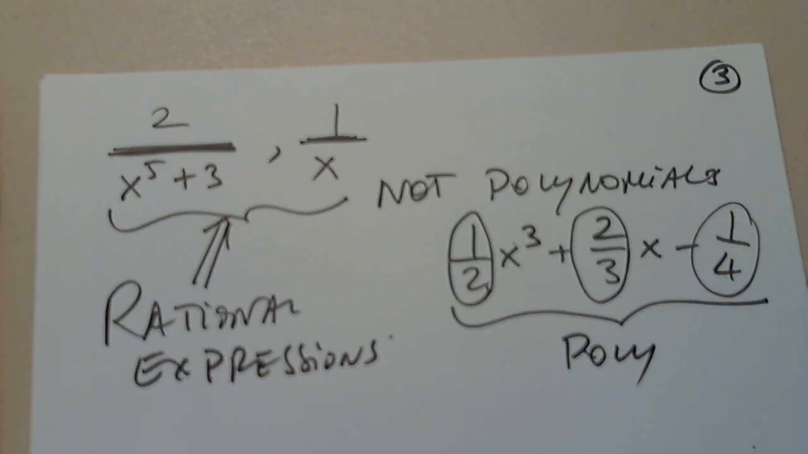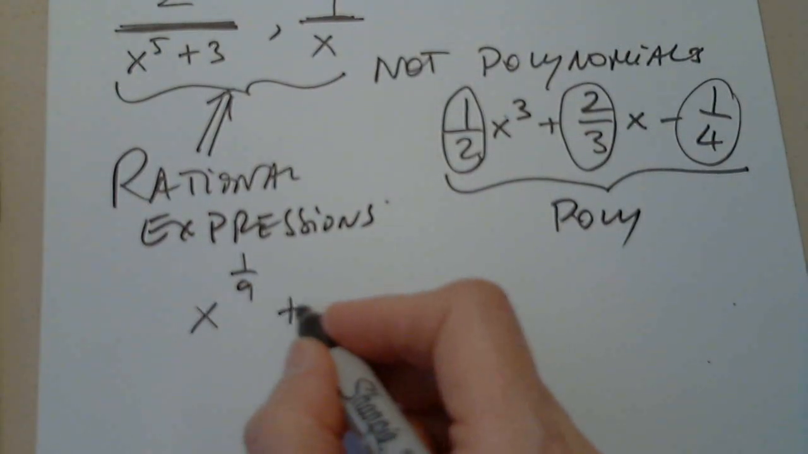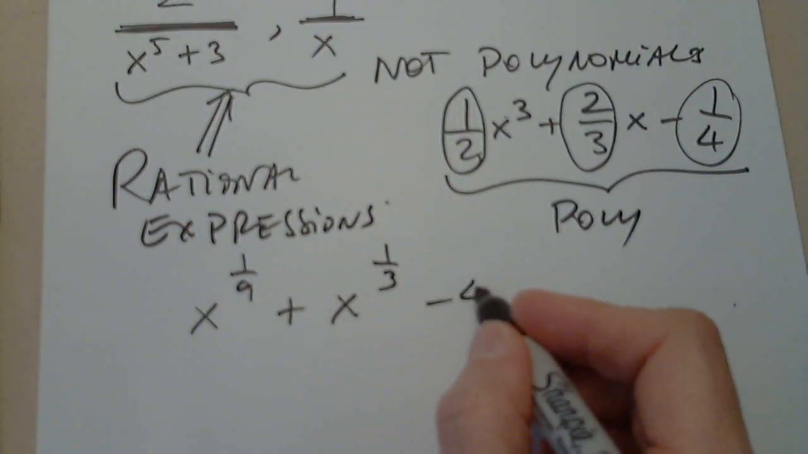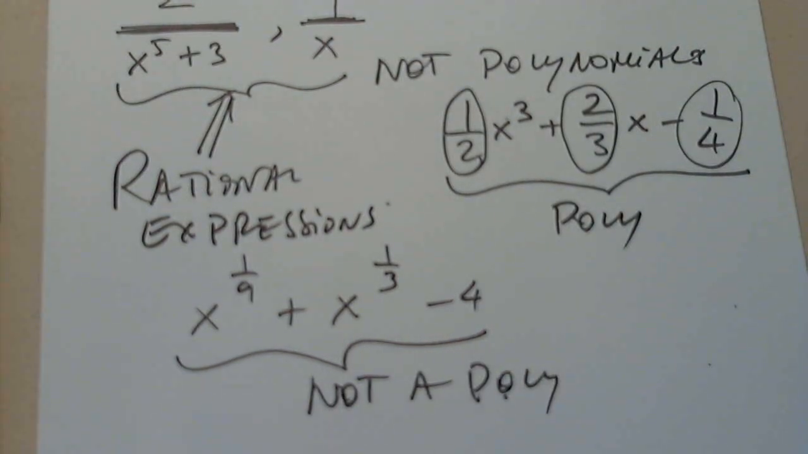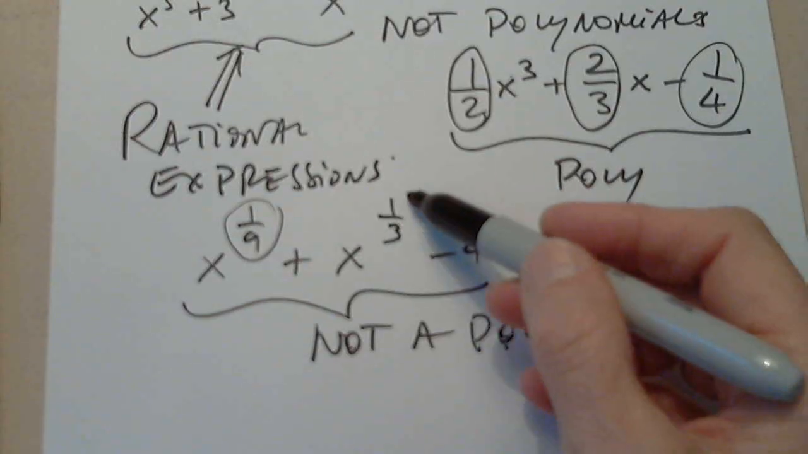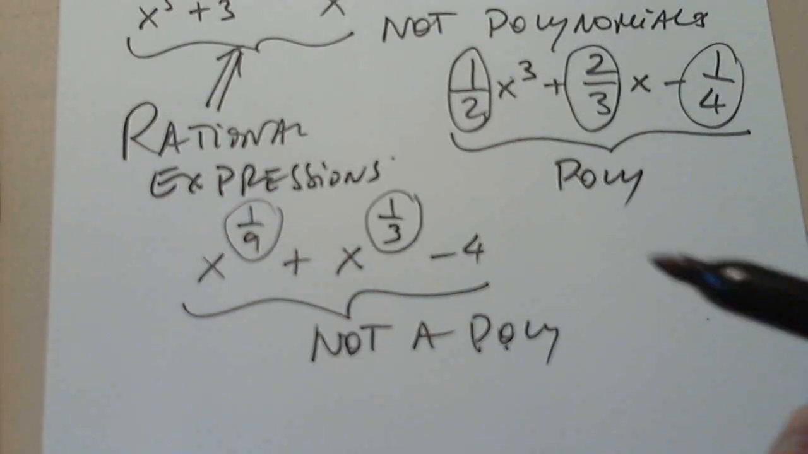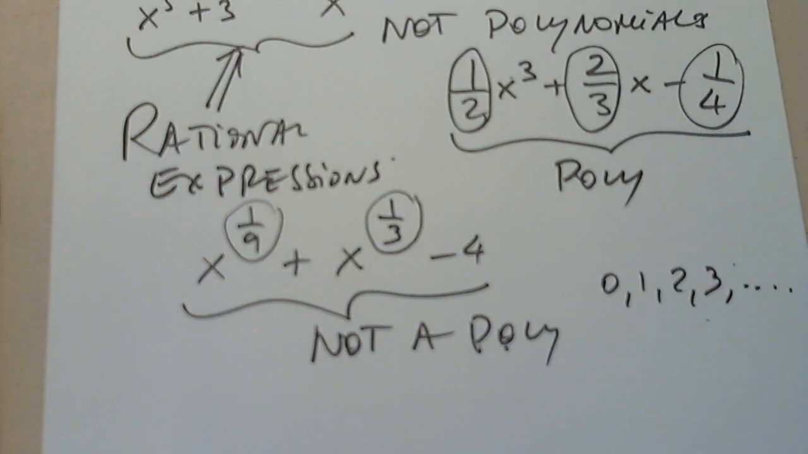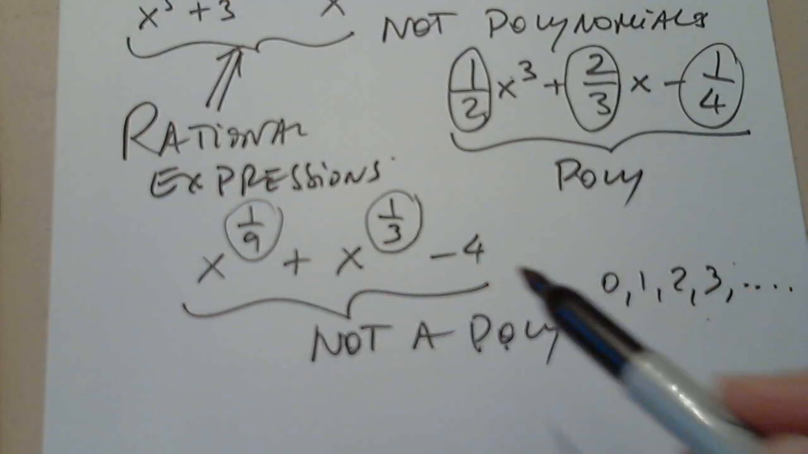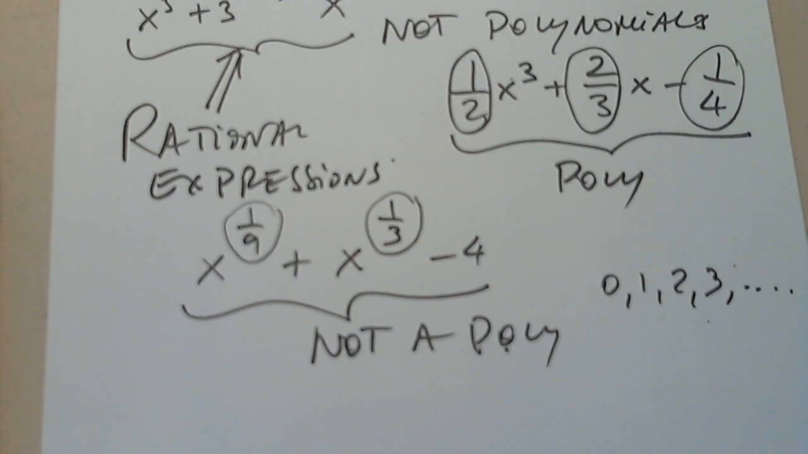Good. Is, let's say, x to 1 over 9 plus x to 1 over 3 minus 4 a polynomial? Not a polynomial. Why? Because the powers cannot be fractions. The powers can only be 0, 1, 2, 3, and so on. They cannot be fractions. They cannot be negative numbers. Good.